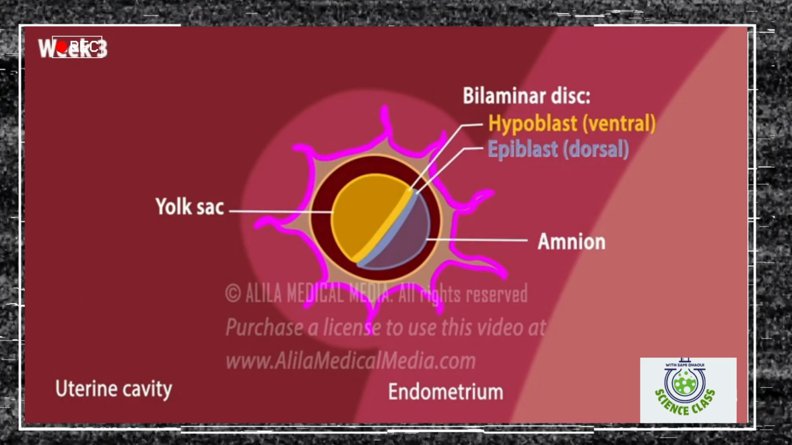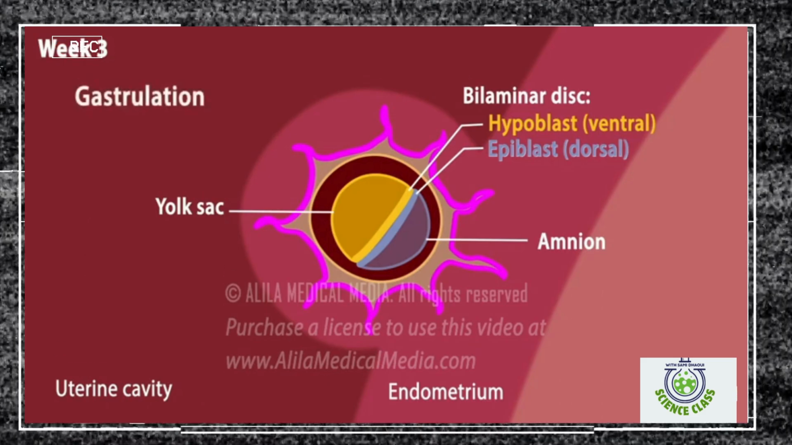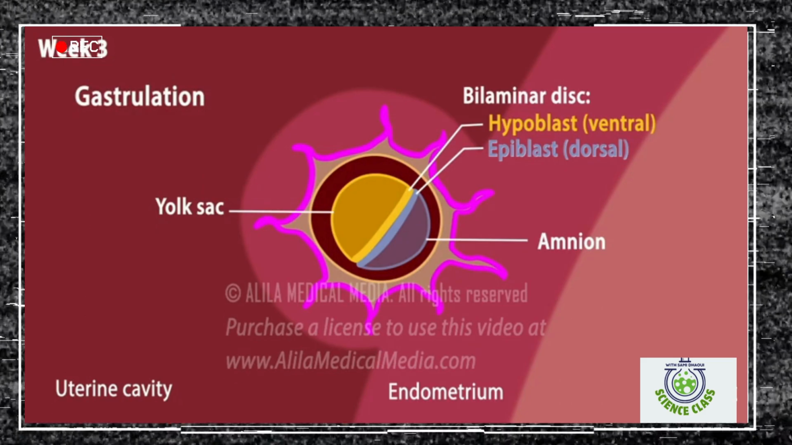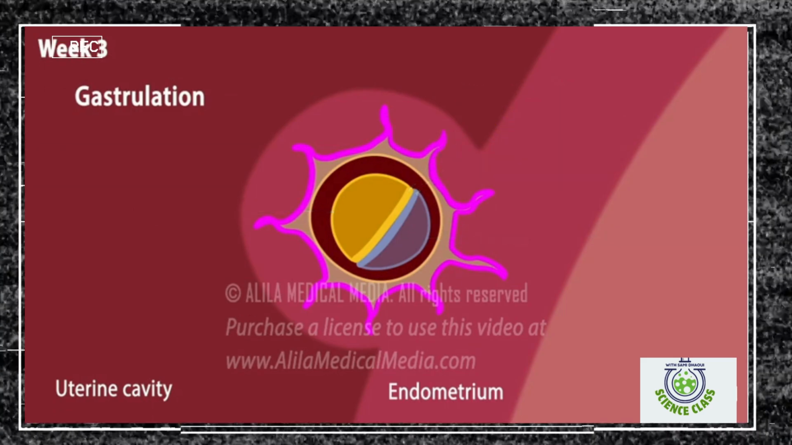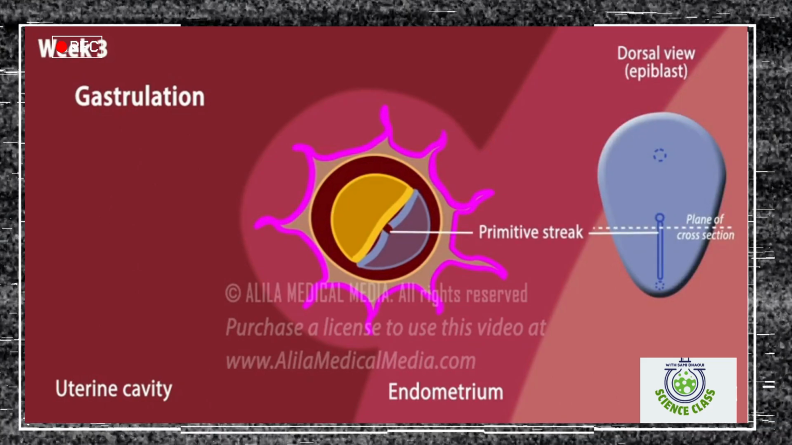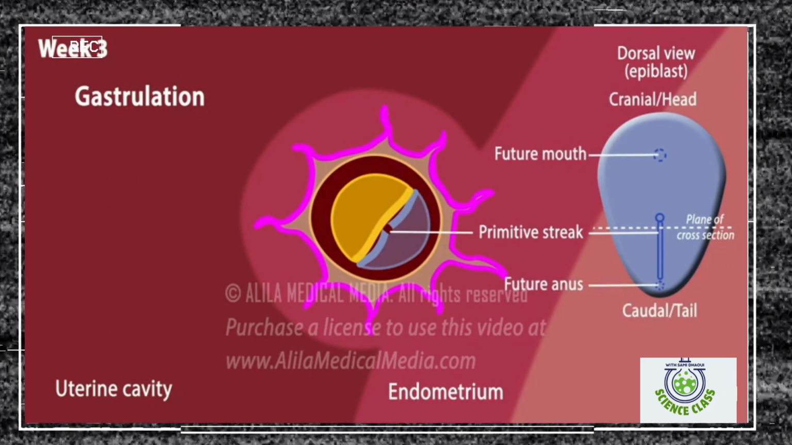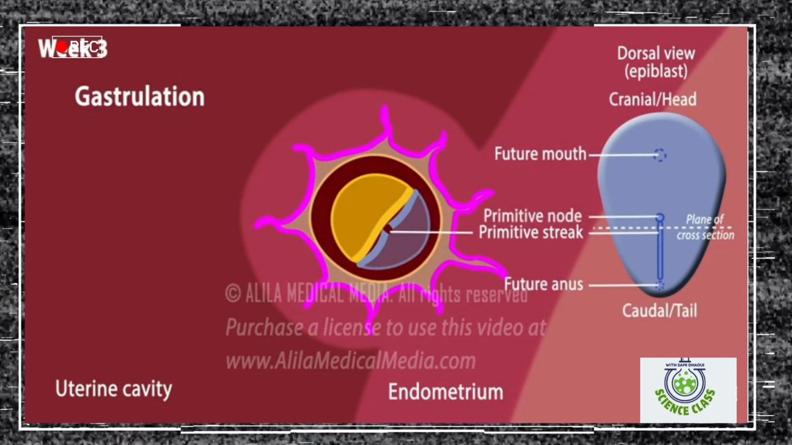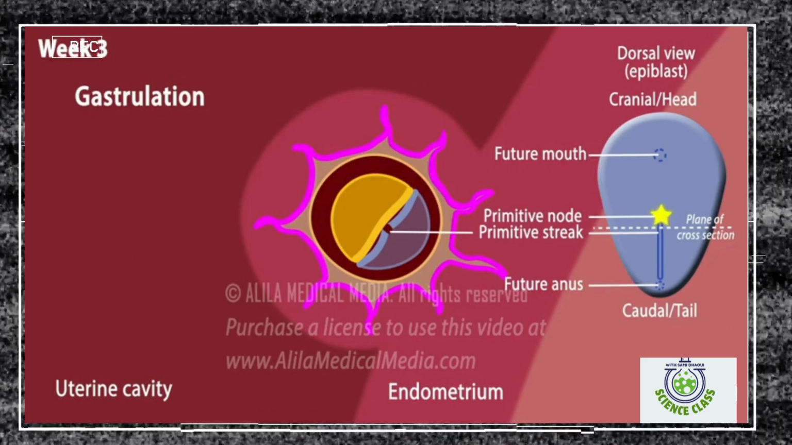In week 3, the 2-layer disc transforms into 3 germ layers through the process of gastrulation, during which the cells lose their pluripotency and become committed to a smaller number of cell types. Gastrulation begins with the emergence of the primitive streak on the epiblast surface. This event sets the cranial-caudal, or head-tail, axis of the embryo. A so-called primitive node at the cranial end of the primitive streak produces signaling factors that control the movement of cells.